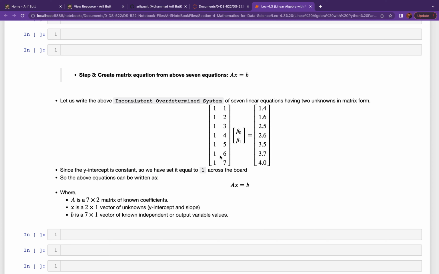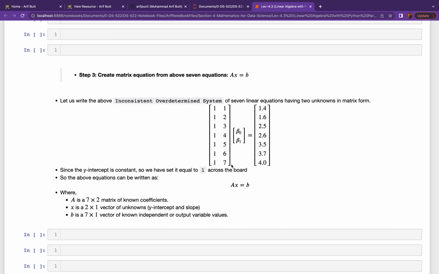Note that the matrix A is a 7 by 2 matrix of known coefficients. Since this is a non-square matrix, we cannot compute its inverse. This X is a 2 by 1 vector of unknowns and this B is a 7 by 1 vector containing the output, that is the GPAs. And we need to solve this system of equations.